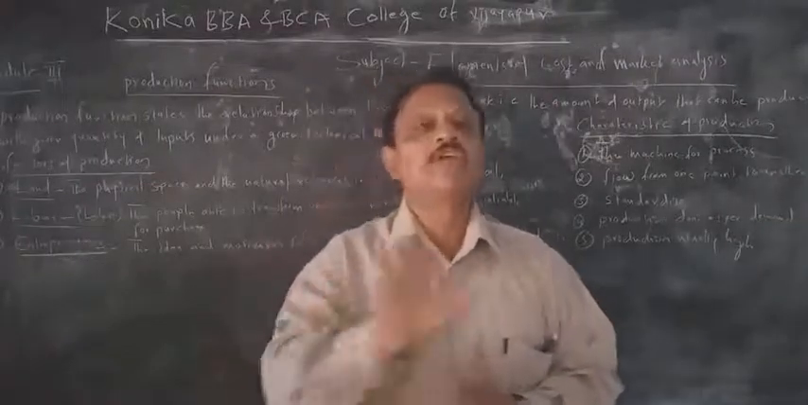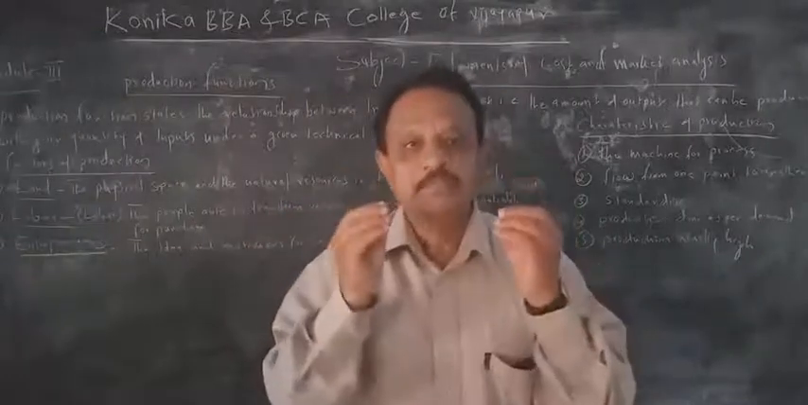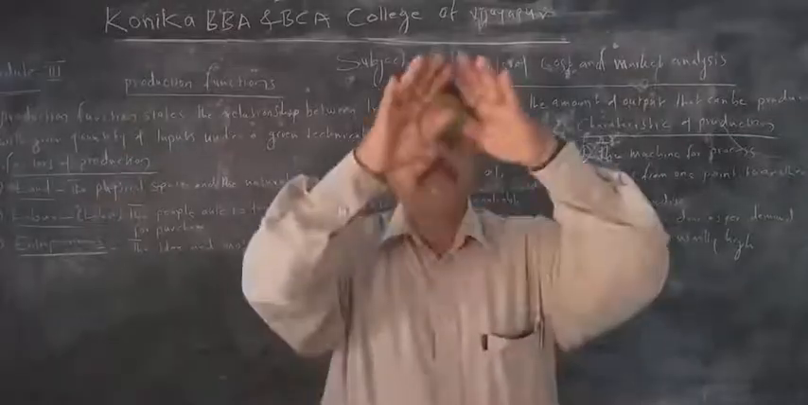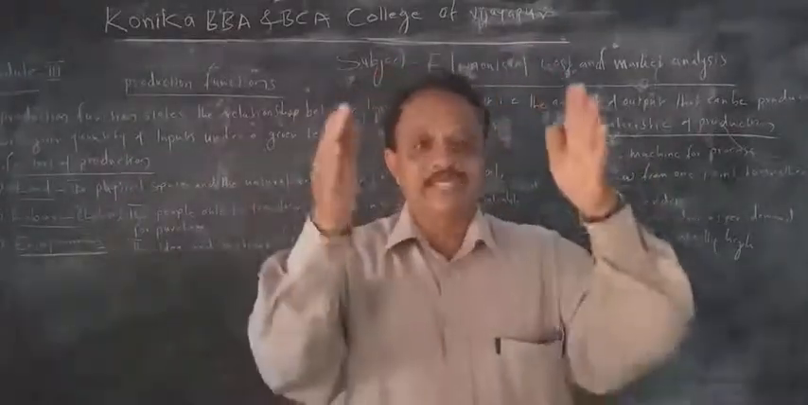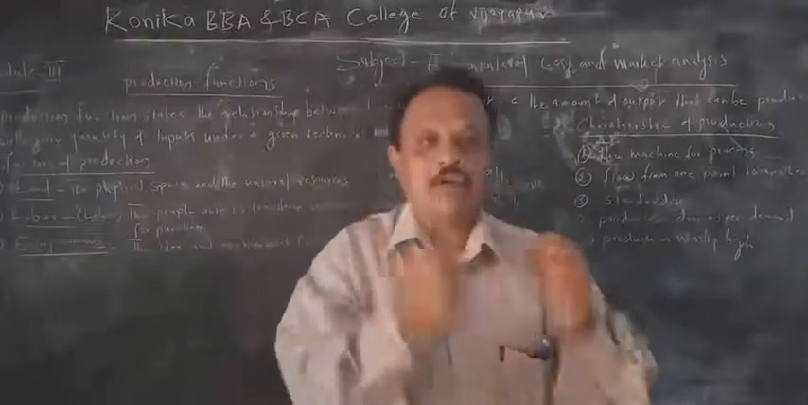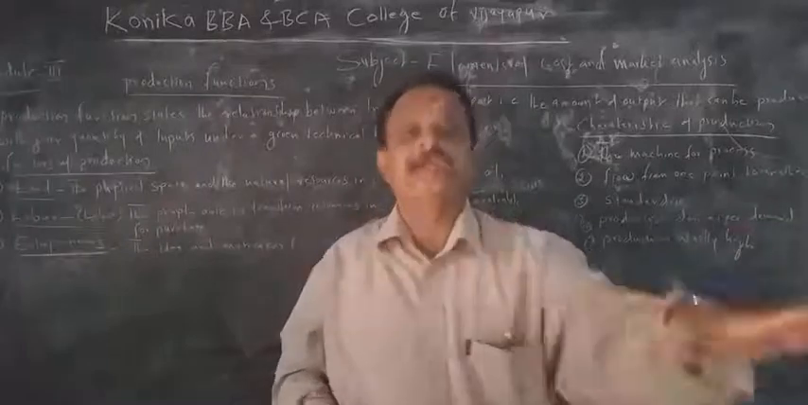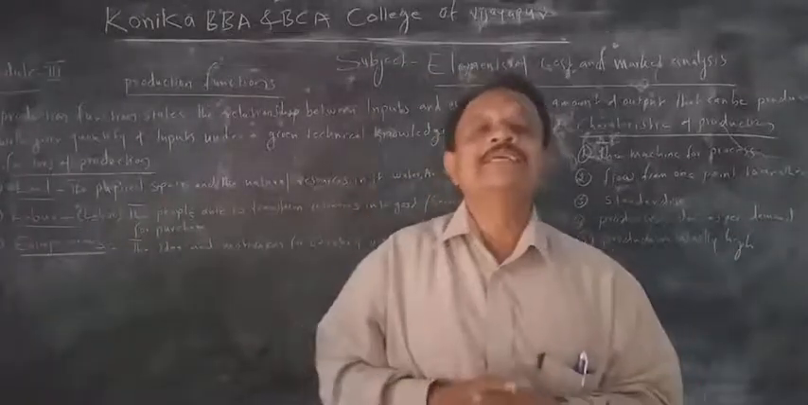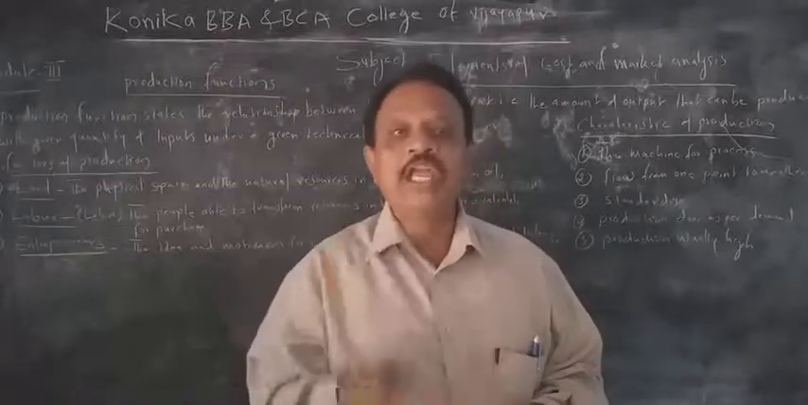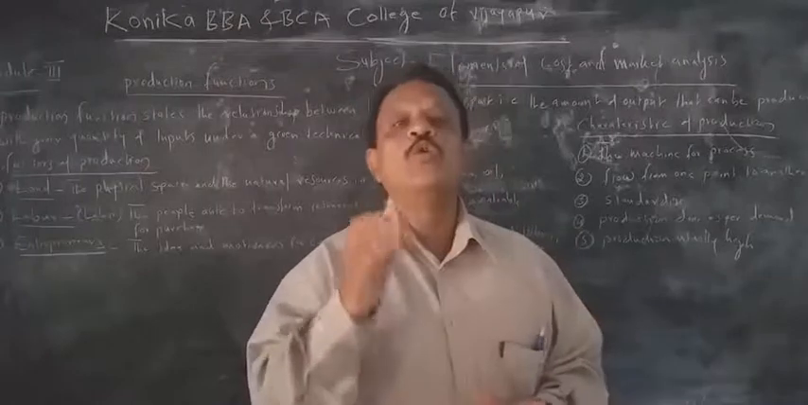Without these factors you can't make production. Land is necessary for making a factory. You want to make a shed, and you have to establish your machineries. You have to dump your raw materials and make a stock. Everything needs land. Land is nothing but natural resources. Oil is also a natural resource, water is also a natural resource.